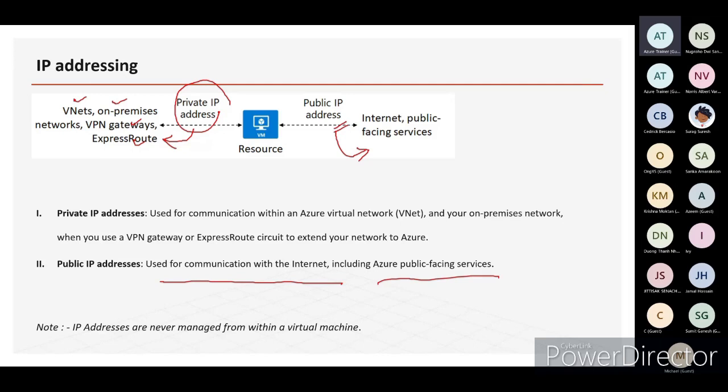And the IP address is never managed within a virtual machine. This is the important point. This is managed at the Azure level, not at the VM level. So that's an important point you need to remember. Private IP addresses will generally be used for a VNet, an on-premises network, a VPN gateway or ExpressRoute. All these situations will be using private IP addresses, and public IP addresses are used in internet-facing cases.